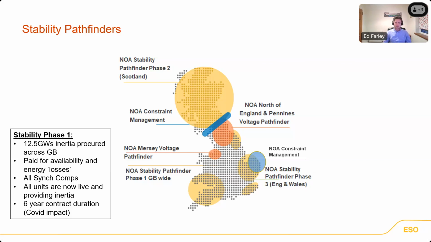The successful participants in this Pathfinder were all synchronous compensators, so we're able to provide stability to the grid at 0 megawatt export. And as we speak now, all of these units are live and have been for a little while and are providing inertia on a daily basis to help support the system.